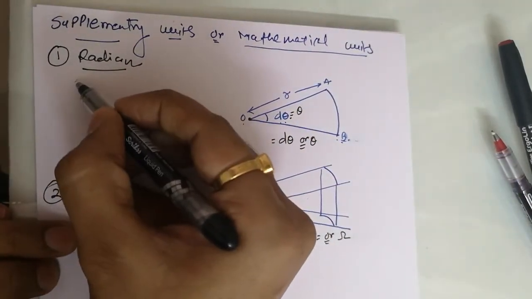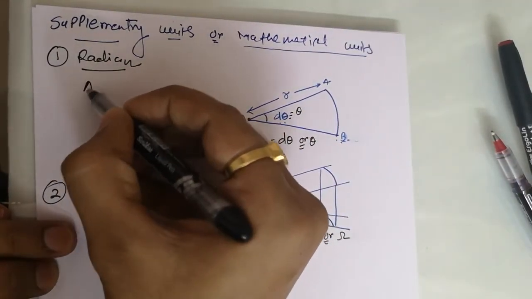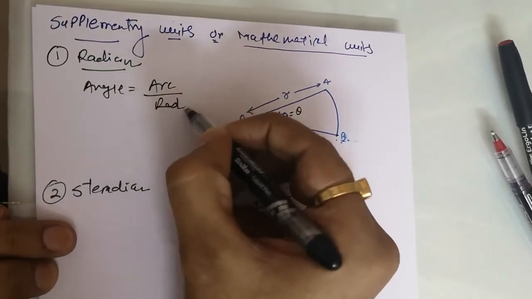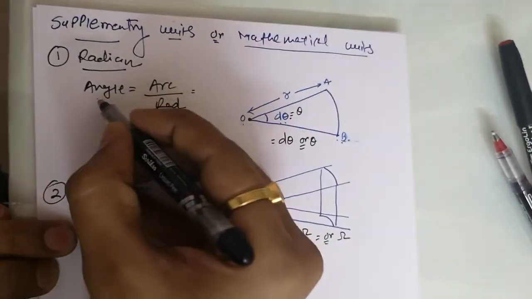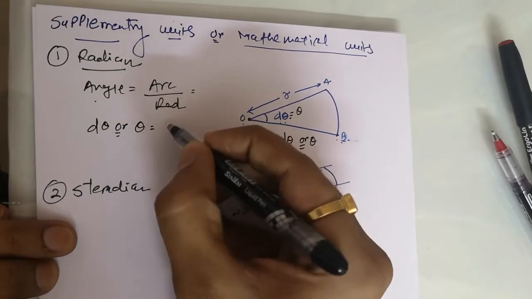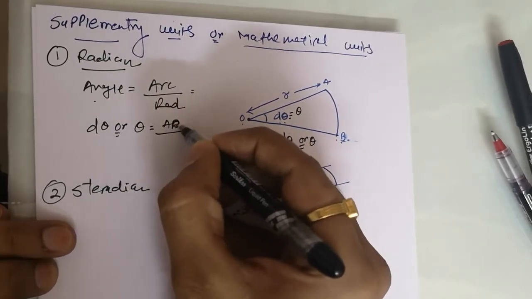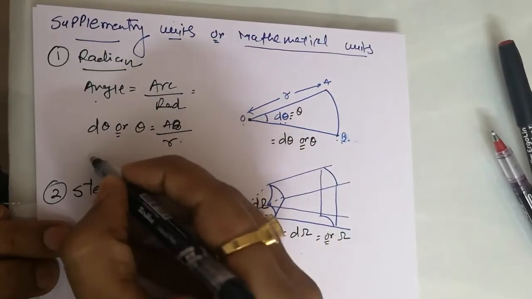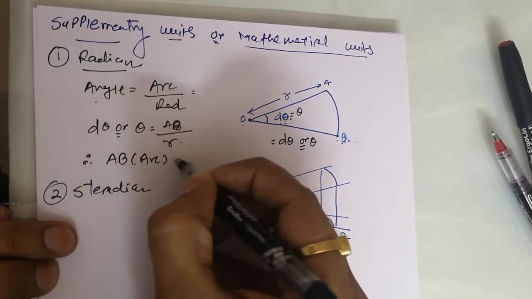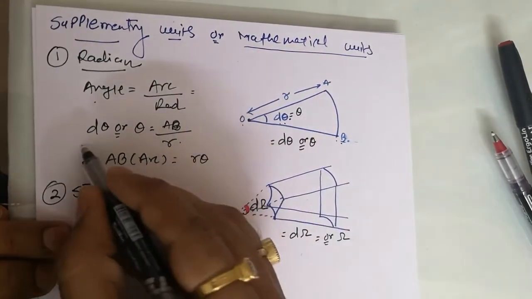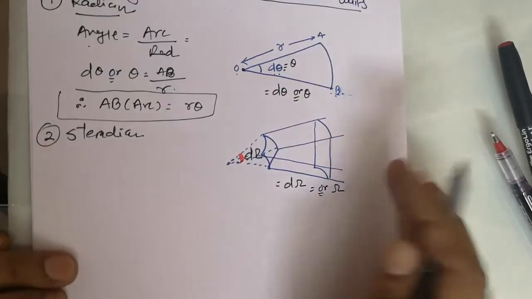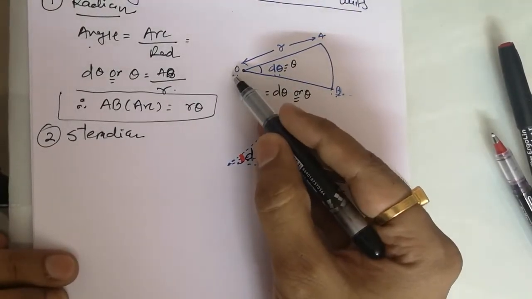In primary, or you can say secondary, you have learned that angle equals arc by radius. My angle I have placed is either theta or d theta, and my arc is called AB. My radius is r, so I can say that my AB or arc equals r theta. This is how you can recall or remember the radian.